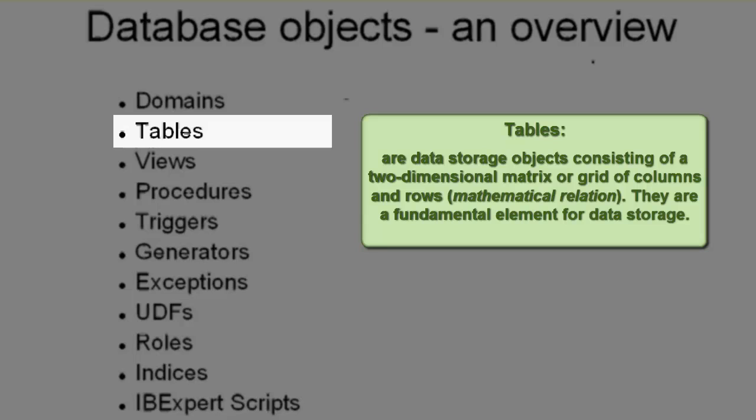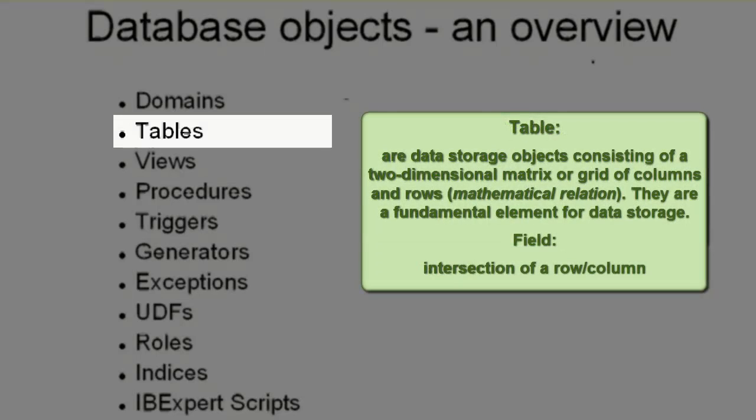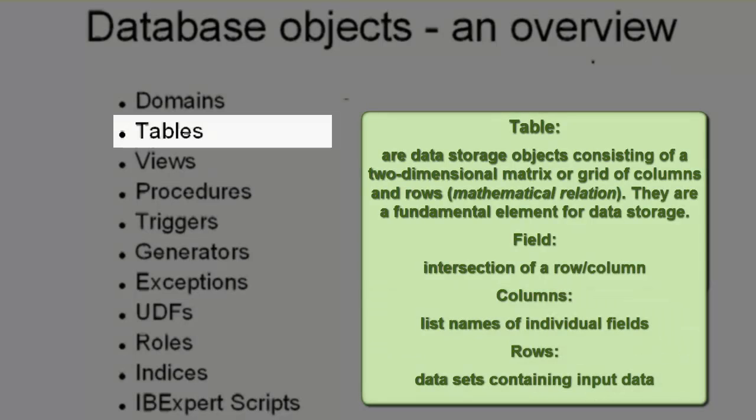Tables. A table is a data storage object consisting of a two-dimensional matrix or grid of columns and rows, theoretically known as a mathematical relation. It is a fundamental element for data storage. The intersection of an individual row and column is a field containing a specific, indivisible atomic piece of information. That is, columns list the names of the individual fields, and rows are the datasets containing the input data. Each database column may be assigned a different data type.